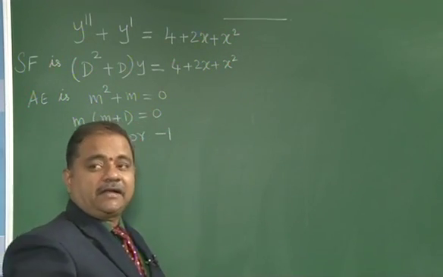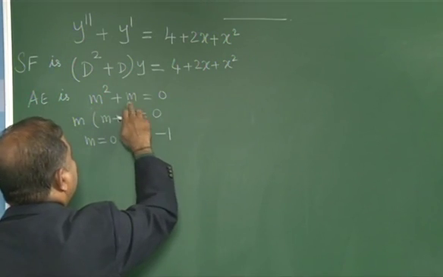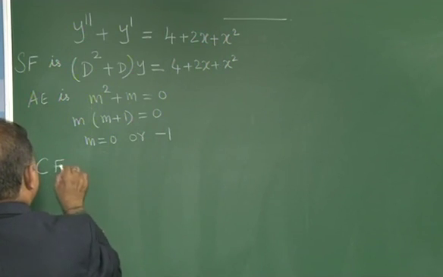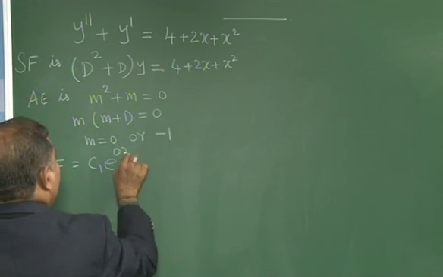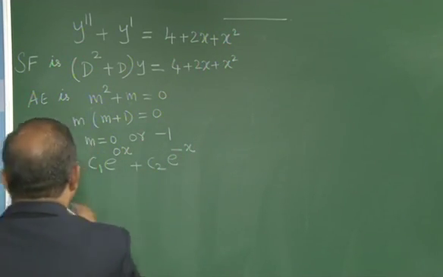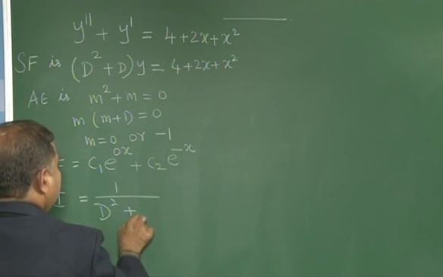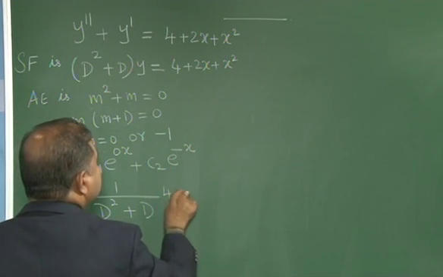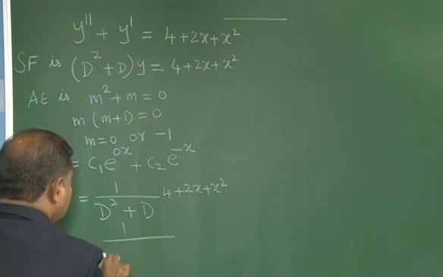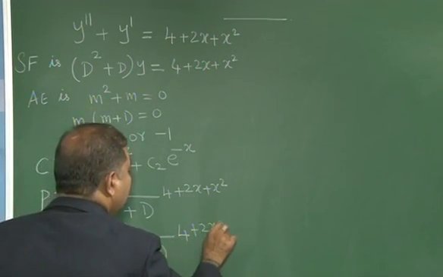If you are using calculators, for the constant term, be careful, you should put 0. Here 1, constant term 0. Then automatically you will get the solution. So what is CF? C1 e power 0x, C2 e power minus x. Now the particular integral: 1 by d square plus d, 4 plus 2x plus x square. Simplify this. I compulsorily need a constant to do the problem.